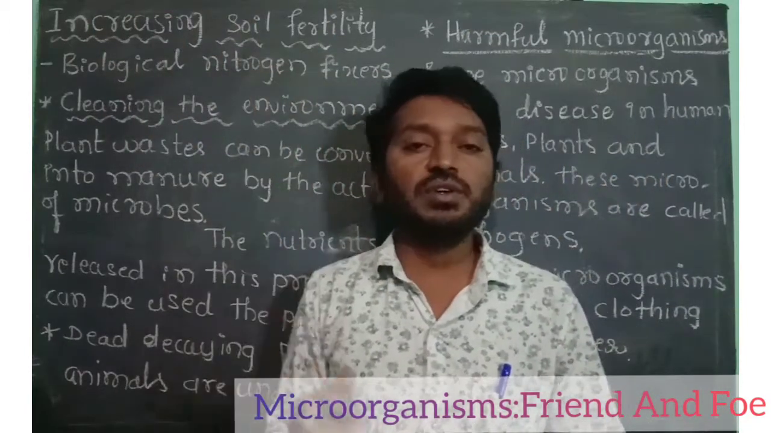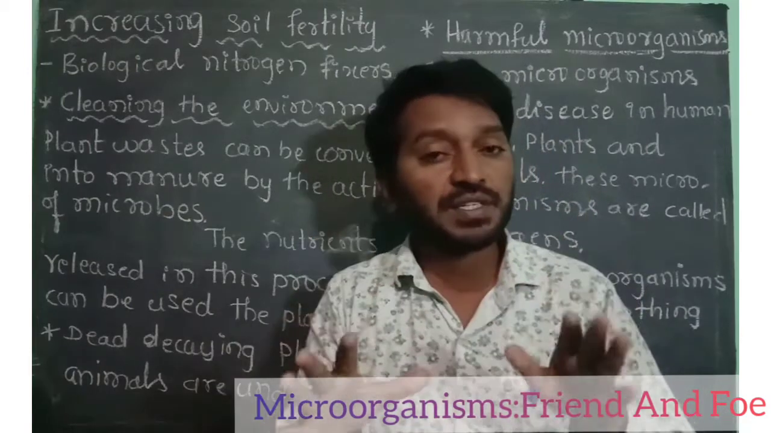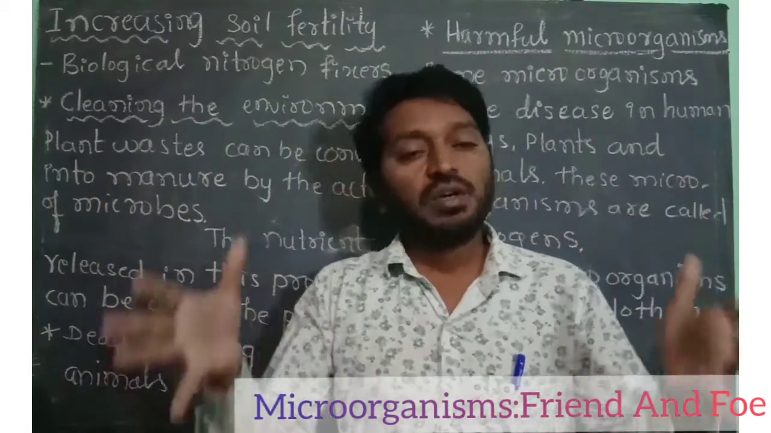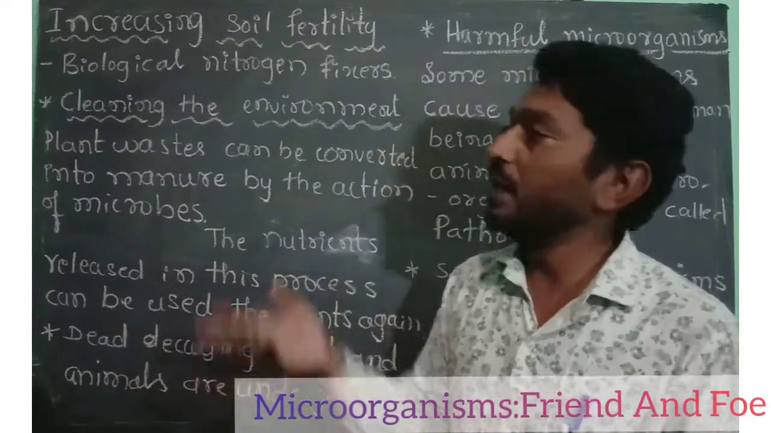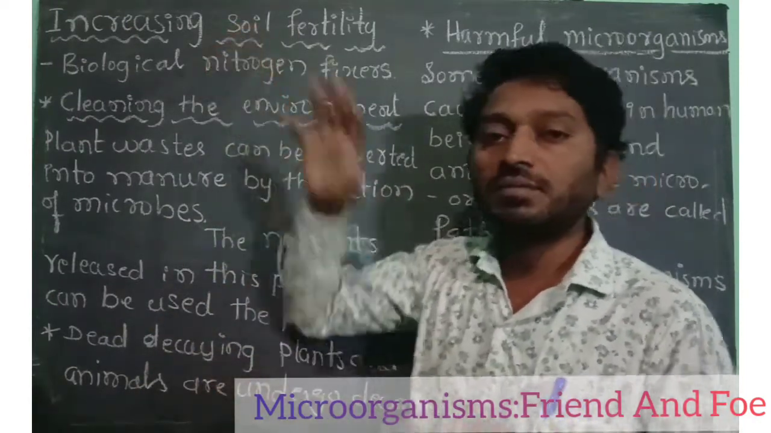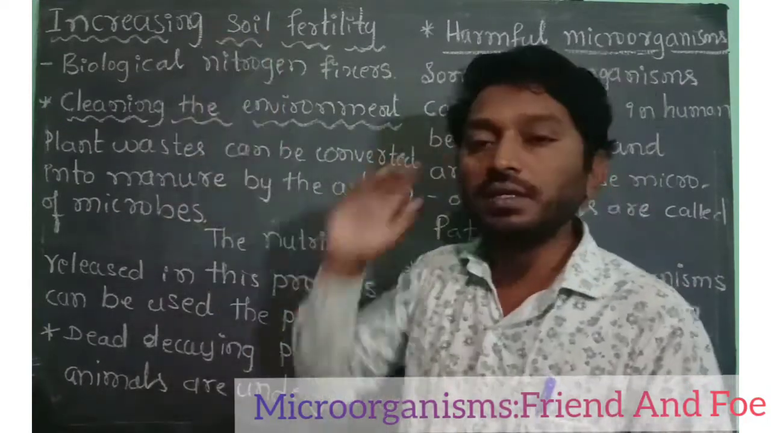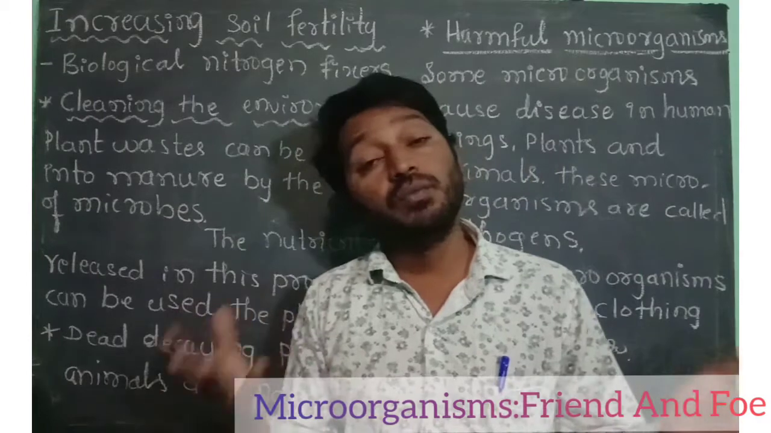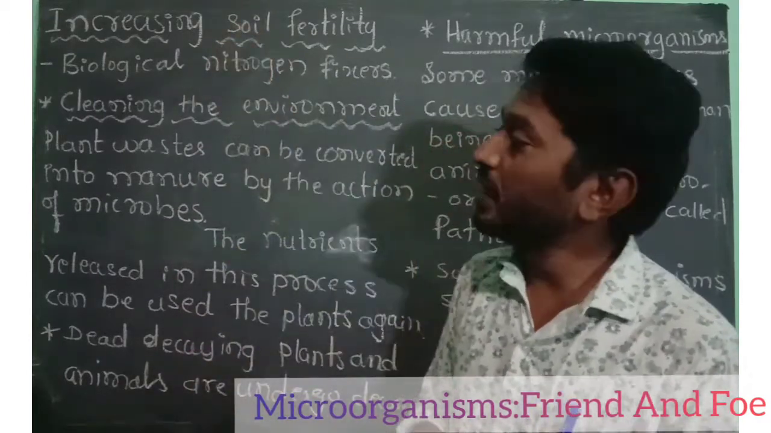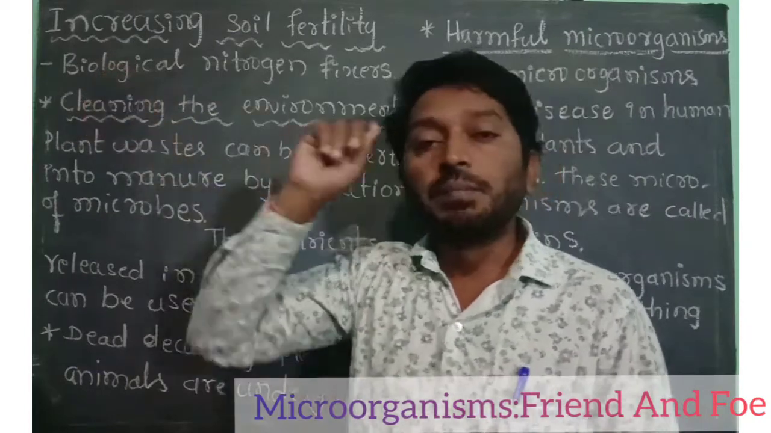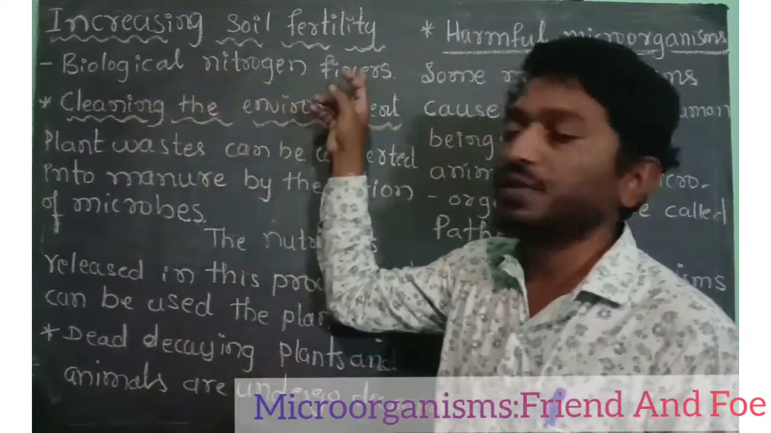Nitrogen is a gas, and 78% of our atmosphere is nitrogen. So microorganisms can absorb it and fix it into the soil. Certainly the soil fertility will be increased, and we can get more crops and well-developed crops through soil fertility, right? Such microorganisms are called biological nitrogen fixers.